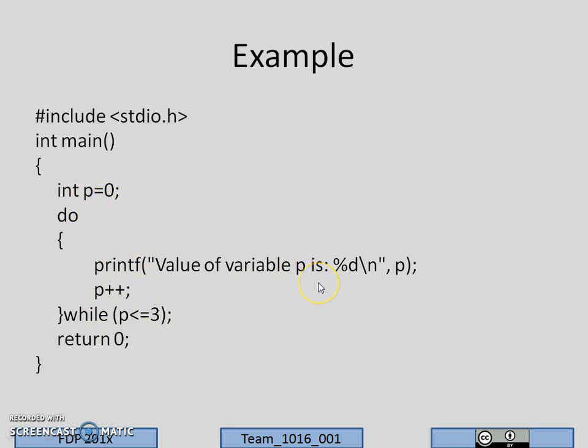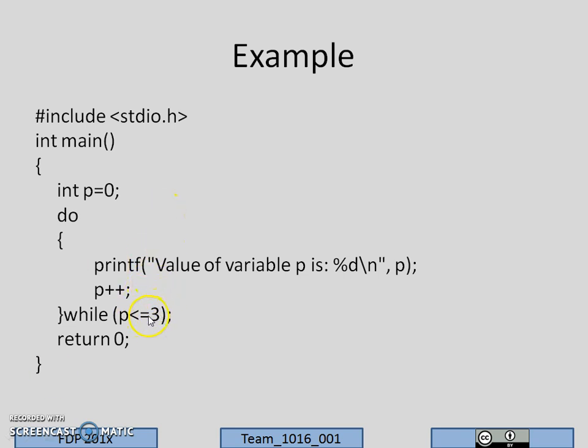So value of variable p is 1. Now increment by 1, it becomes 2. Again it will display 2. Then it comes here, increment by 1, it becomes 3. p's value becomes 3. It checks the condition whether p is less than or equal to 3.